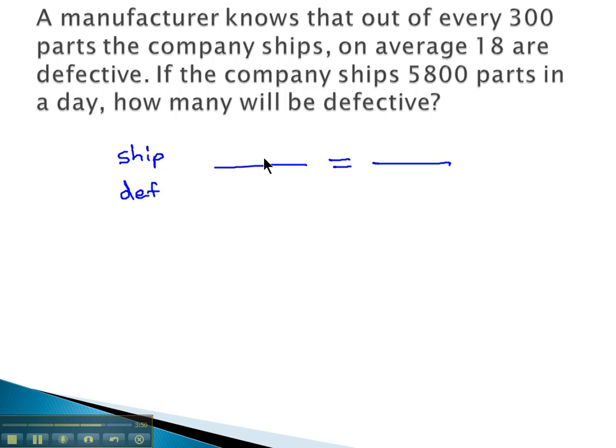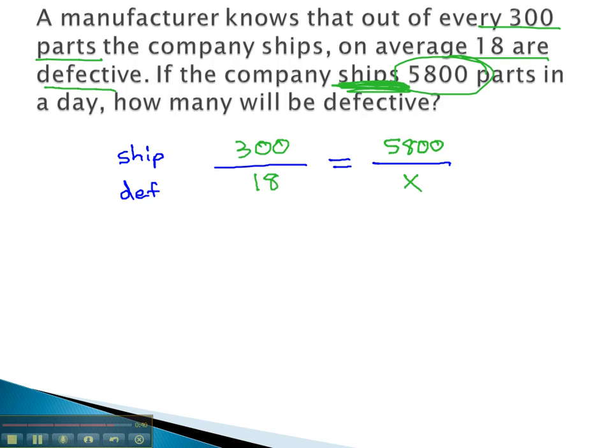The first fraction compares a shipment with defectives where we know the relationship. We know that out of every 300 parts shipped, 18 are defective. 300 are shipped, 18 are defective, all talking about the same group of parts. The other number, the 5,800, those are the ones the company has shipped, so we'll put those with ship in the numerator. The other spot is x, and we just have to start solving this proportion.